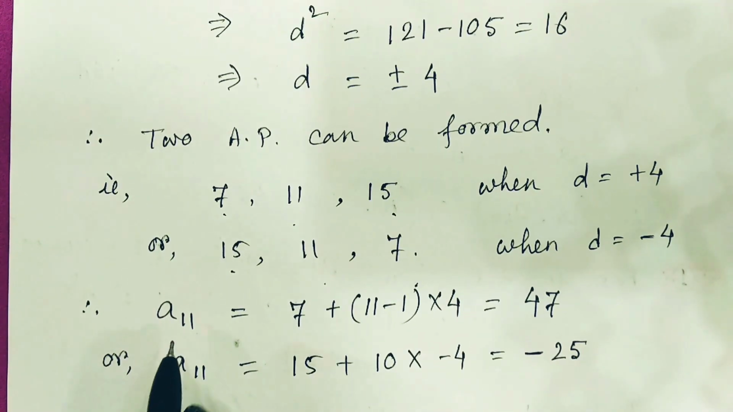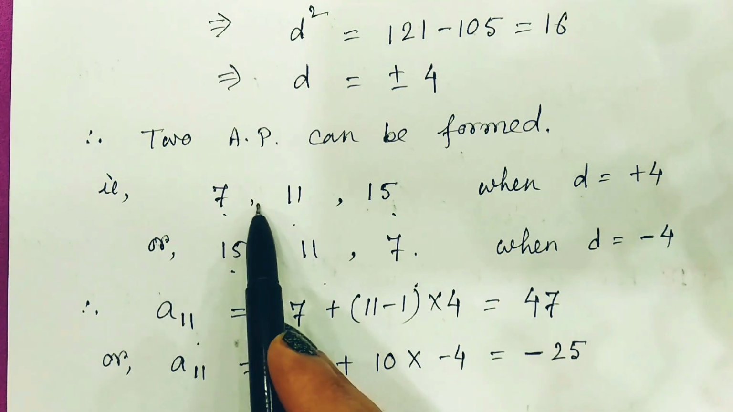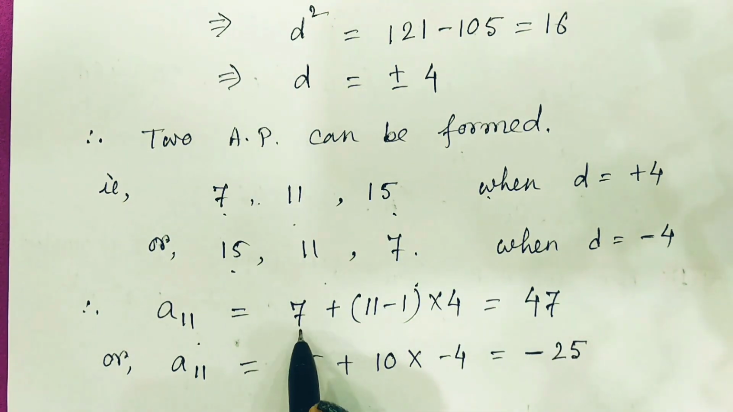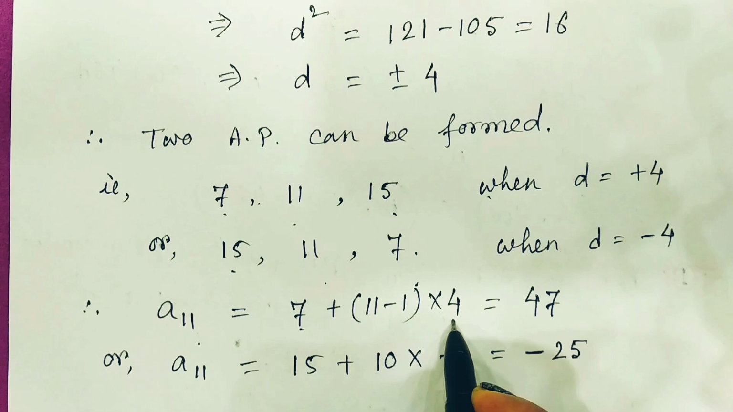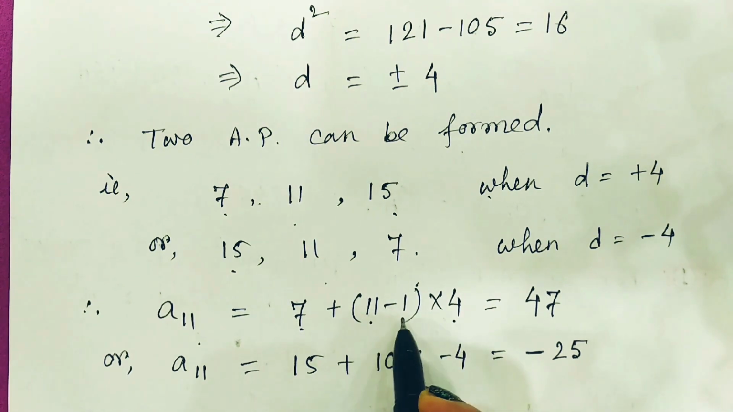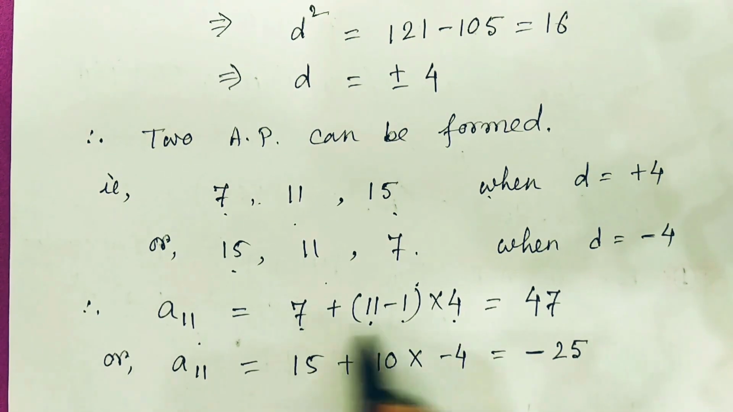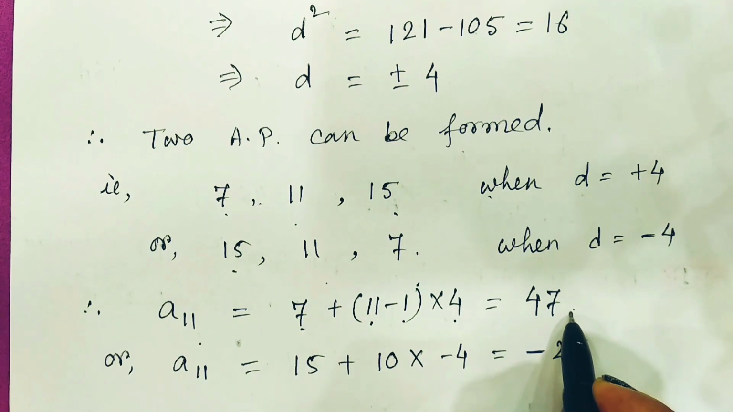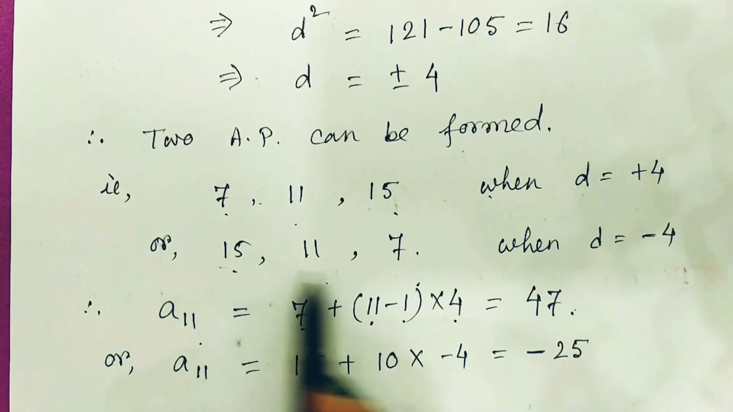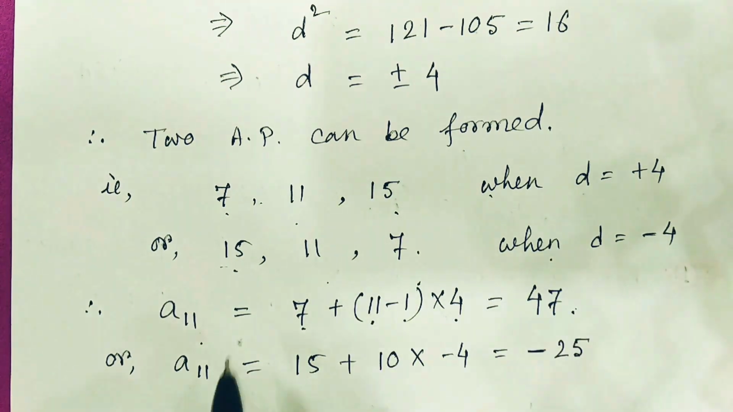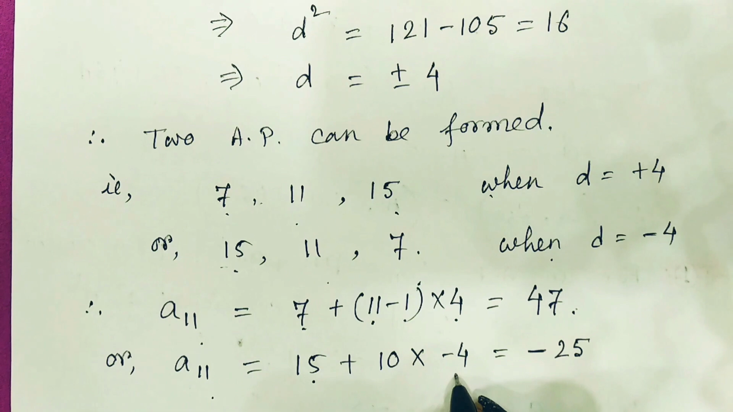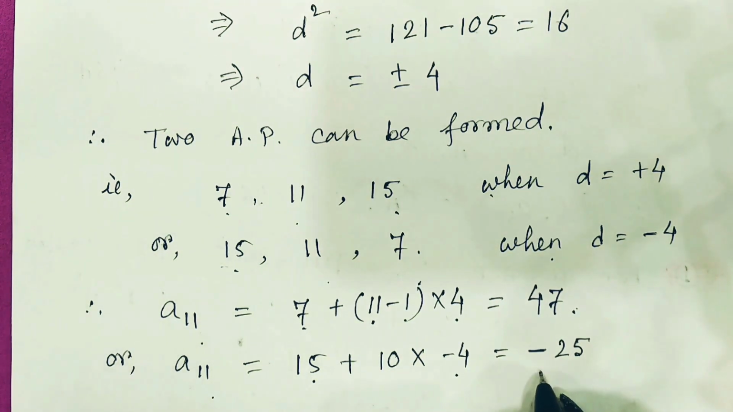So according to that 11th term, if we choose this first series, then the first term is 7, the common difference is 4, and the 11th term is a plus n minus 1 d, that is 11 minus 1. If we simplify, we will find it is 47. And if we choose the second AP, then the 11th term is, here 15 is the first term and the common difference is minus 4. If we substitute, we will find it is minus 25. So both are the answer.